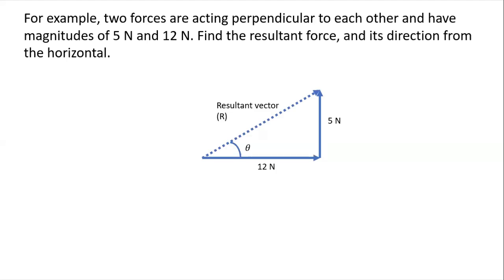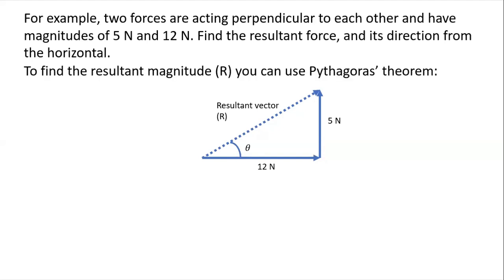Here you can see 12 Newton to our right hand side and 5 Newton vertically upward. So the resultant vector you can see like this, then theta is the angle. To find the resultant magnitude, you can use Pythagoras theorem. Here R squared is equal to 12 squared plus 5 squared. R squared is equal to 169. R is equal to the square root of 169. R is equal to 13 Newton.